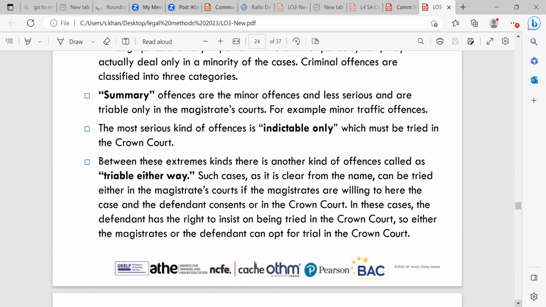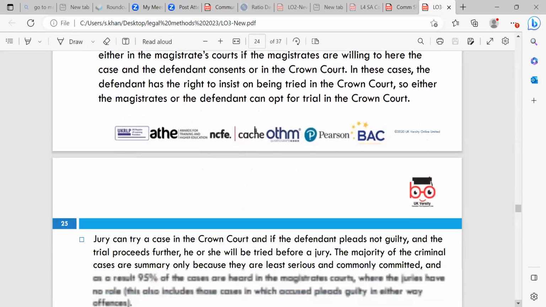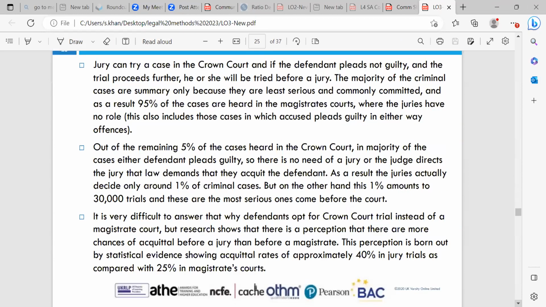Such cases, as is clear from the name, can be tried either in the magistrates' court, if the magistrates are willing to hear the case and the defendant consents, or in the Crown Court. In these cases, the defendant has the right to insist on being tried in the Crown Court, so either the magistrates or the defendant can opt for a trial in the Crown Court. Where there is a trial in the Crown Court, the jury will be there to assist. So the jury can try a case in the Crown Court, and if the defendant pleads not guilty and the trial proceeds further, he or she will be tried before a jury.